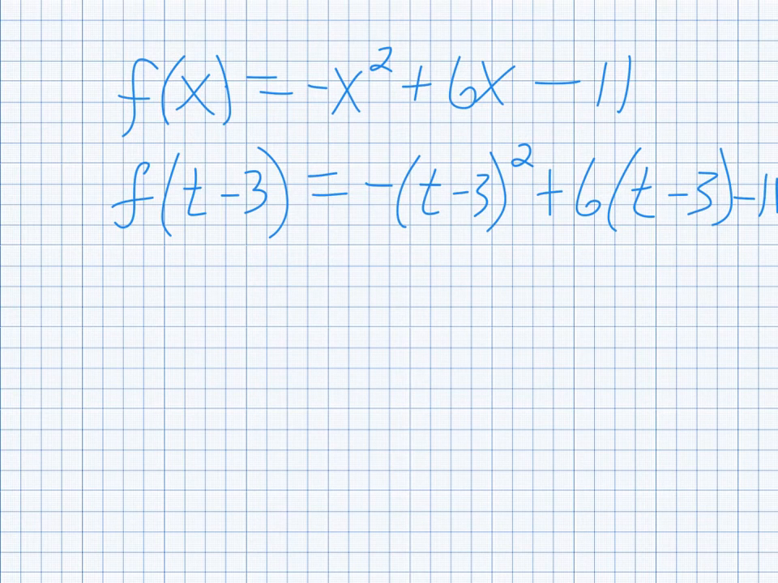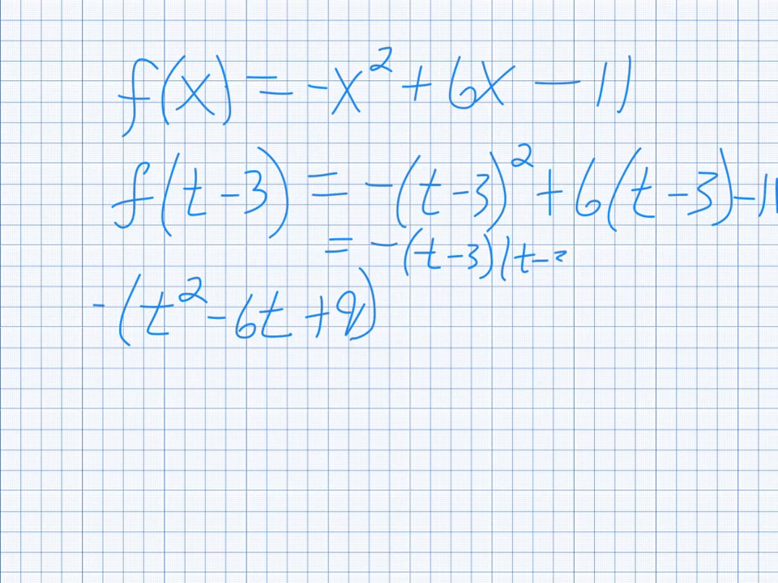All right? So now we have a binomial. We have to expand that. So this is the opposite of t minus 3 quantity squared. So that's going to be the opposite of t squared minus 6t plus 9. So I've just expanded t minus 3 squared. That's basically saying t minus 3 times t minus 3. And then plus 6 times t minus 3, I can use the distributive property and multiply 6 times t and then 6 times minus 3. So that gives me 6t minus 18 minus 11.